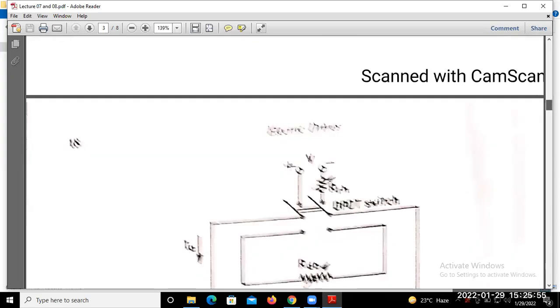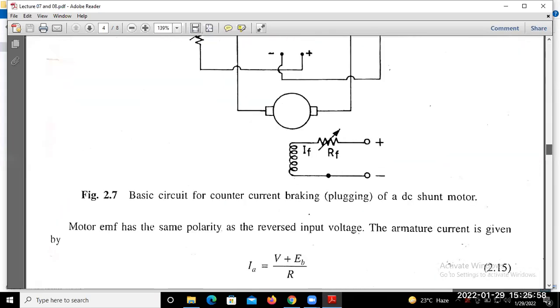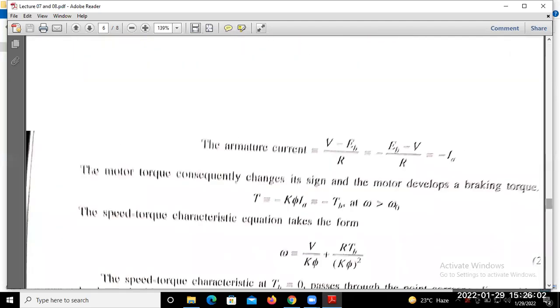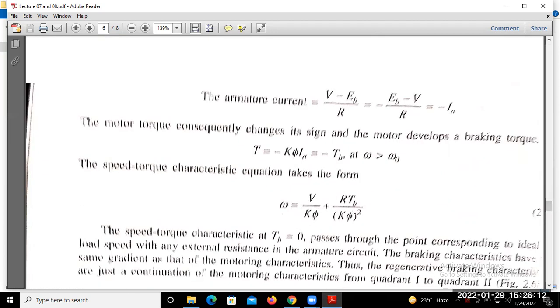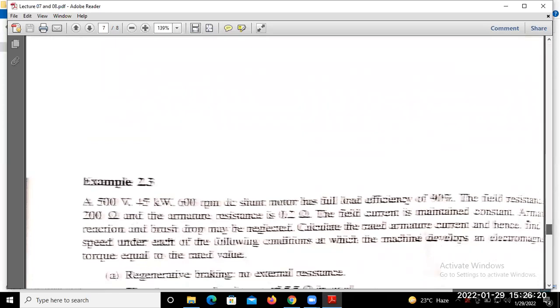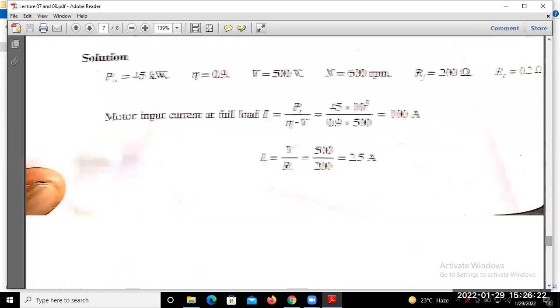We will consider this problem. This is the equation we want to use here, that means omega equals V by K phi plus R into torque by K phi square. This is the relation between speed and torque, and we just consider this problem.